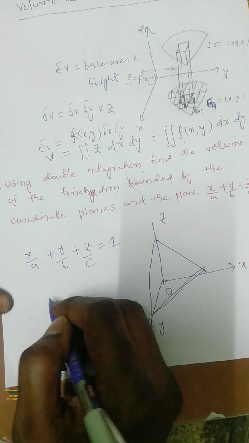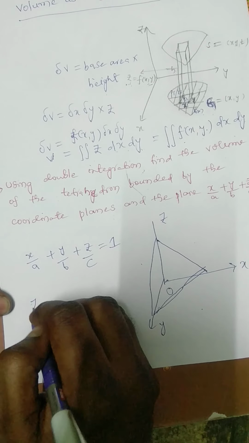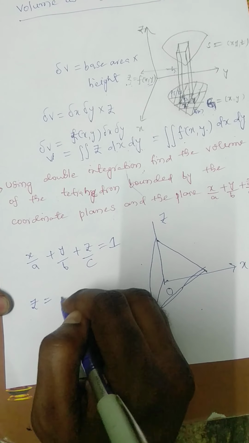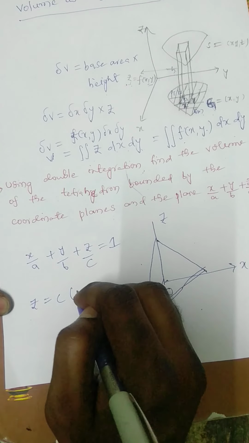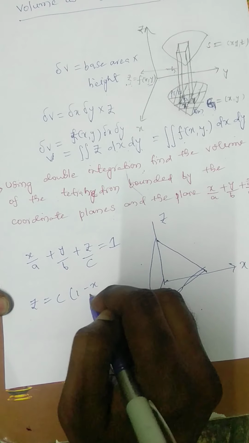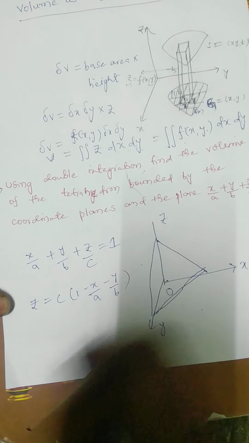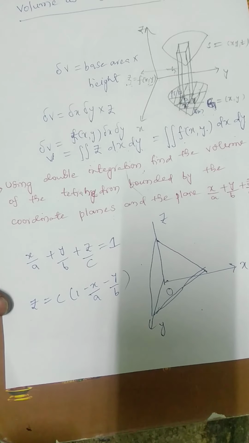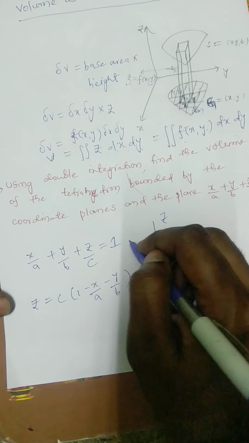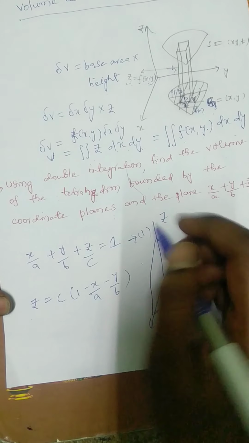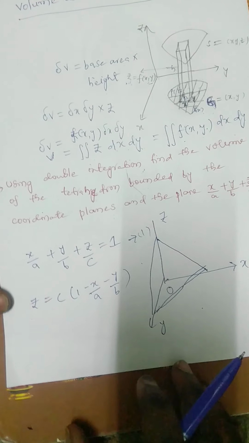From this, make z the subject. What is z? z equals c into 1 minus x by a minus y by b. This is your z. Say equation 1. This is a given equation. From this we make z as subject.